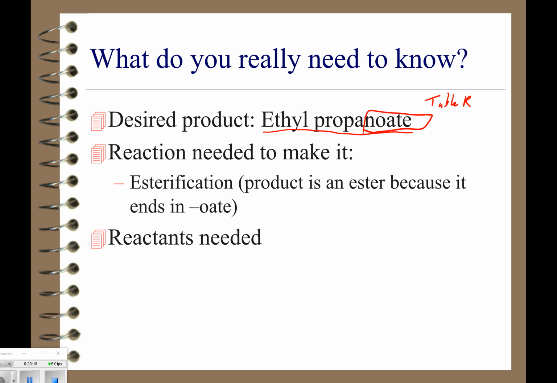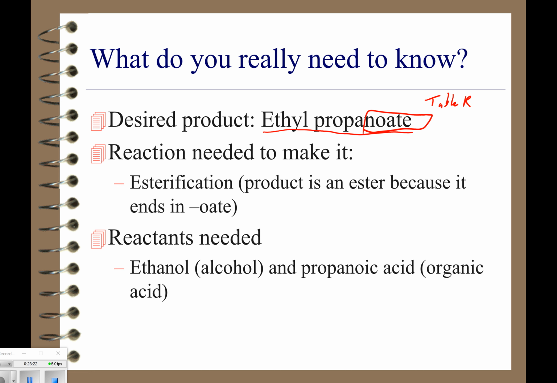And in order to make this, we're going to need an organic acid and an alcohol. So we're going to need ethanol. Remember, this first part here of our name is the alcohol, and the second part is derived from the acid. So ethyl would come from ethanol, and propanoic acid would become propanoate.